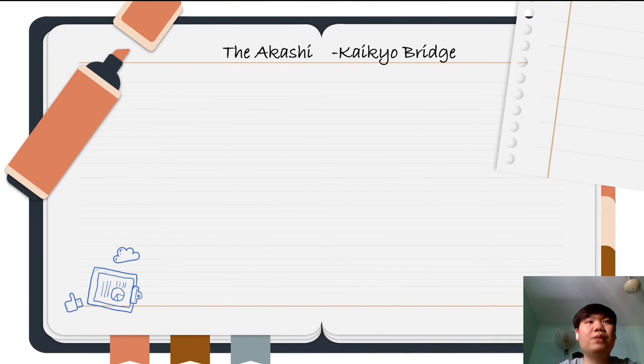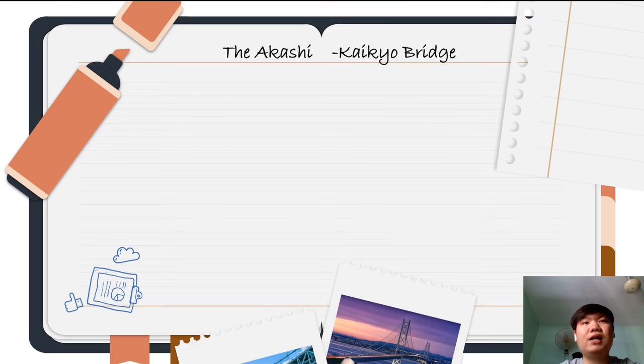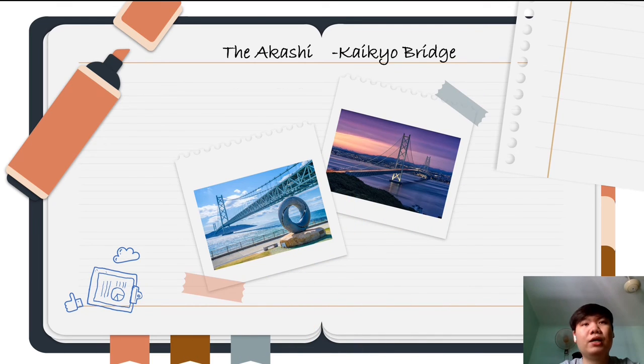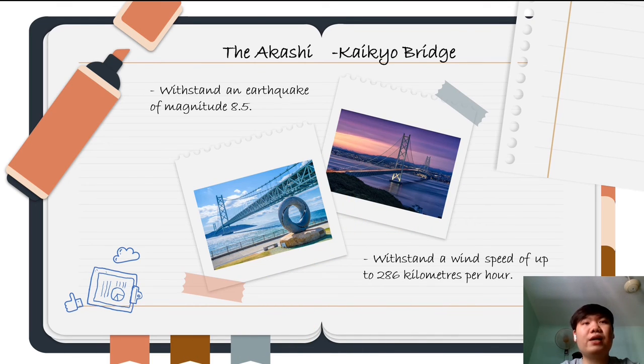One of the examples of a suspension bridge is the Akashi Kaikyo bridge. The bridge is said to withstand an earthquake of magnitude 8.5 and a wind speed of up to 286 km per hour.